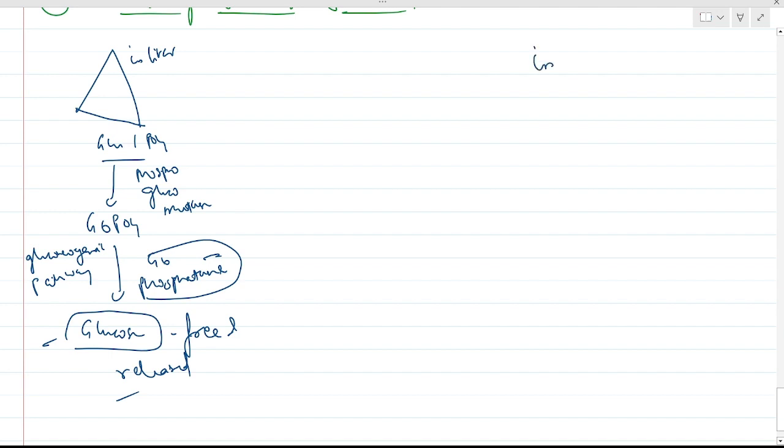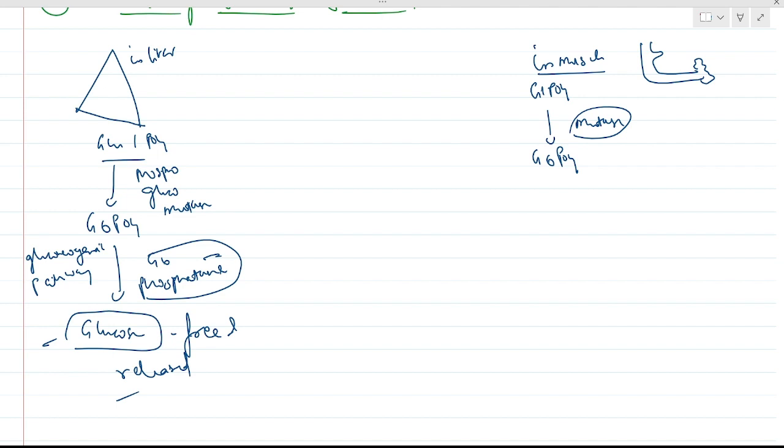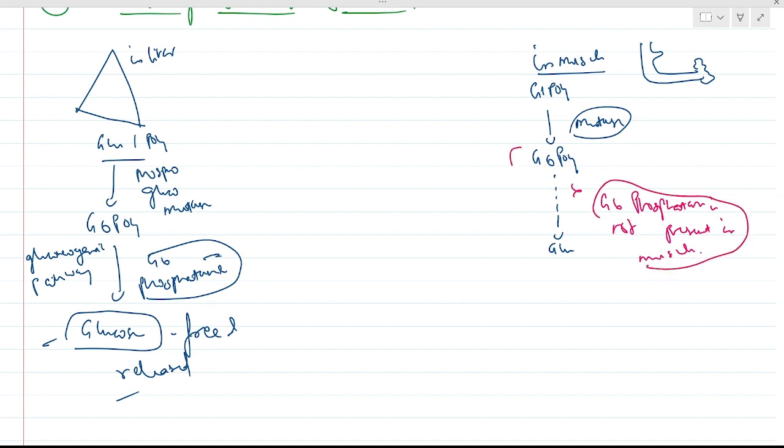Now in muscle, in our skeletal muscle, we have glucose 1-phosphate. We intend to convert it into glucose. It is converted to glucose 6-phosphate because muscle has the phosphoglucomutase enzyme, the same mutase enzyme. The problem here is that this step of formation of glucose is not possible, because glucose 6-phosphatase is not present in muscle. This is the dilemma here. This step does not take place, so glucose is not formed.